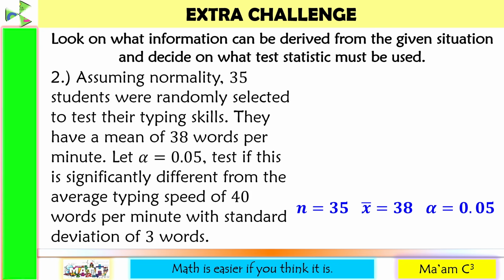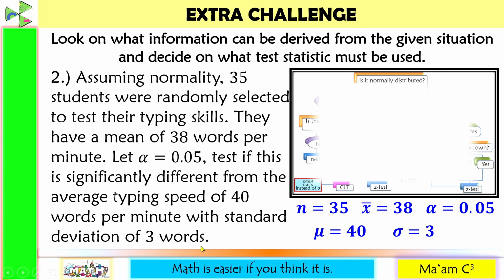So it follows that this average typing speed of 40 is the population mean because I already have here the sample mean. So this is population mean mu. And this standard deviation is the standard deviation of the population. So this 3 is the sigma.